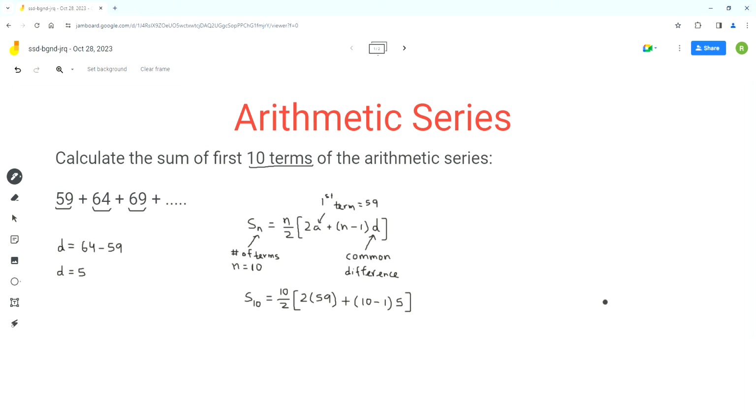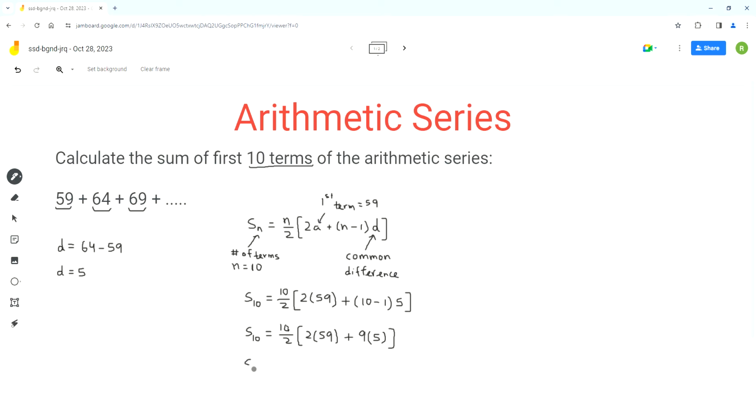Now we have to evaluate this expression, so we can use order of operations. We'll simplify the terms inside the brackets. So we can start with the parentheses. So we know 10 minus 1 is 9. So we can do plus 9 times 5. The 10 minus 1 is equal to 9. Now we can do the multiplication in the brackets.